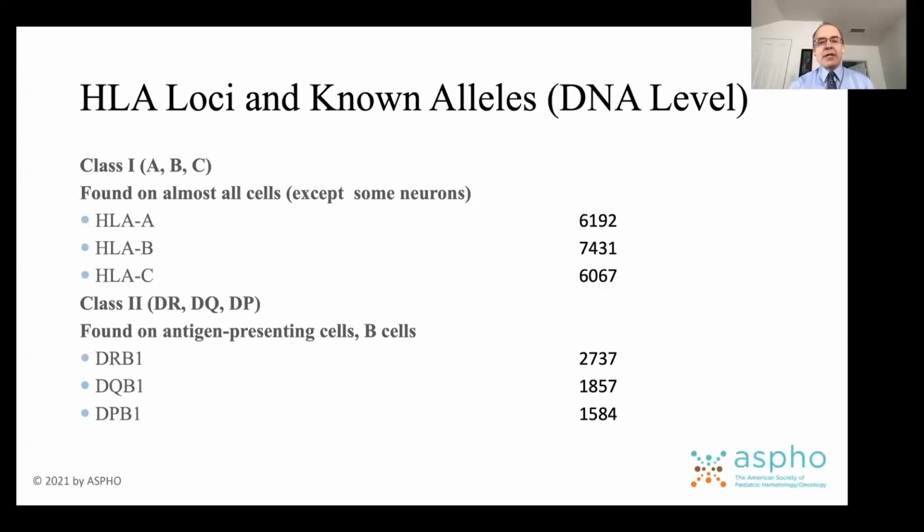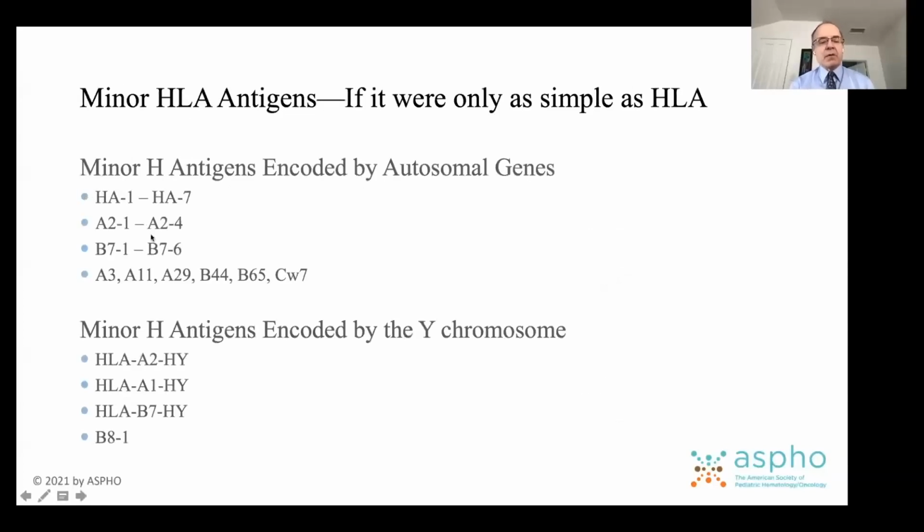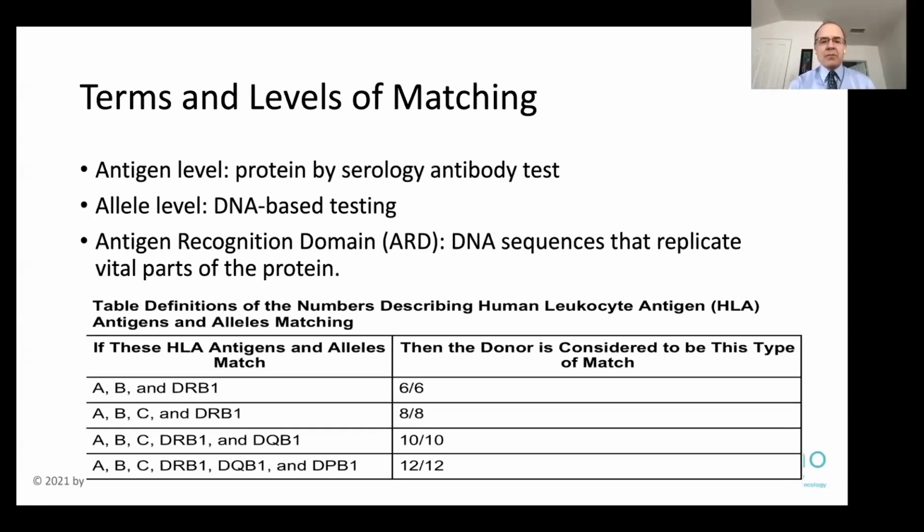We do that by looking at millions and millions of potential donors. Now, if it were just HLA, it would be fine, but there's a lot more to it. There are minor antigens. And we actually want those minor antigens to be there because minor mismatches are what lead to the allogeneic effect that decreases relapse after transplant. These are just a couple of types of minor antigens that are around. And we don't match for minor antigens at all at this point.